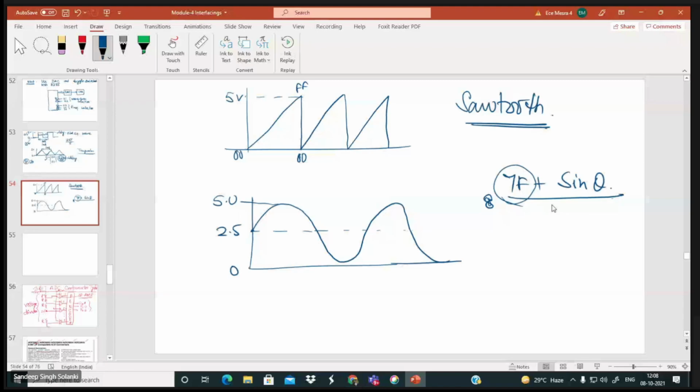Sir, why 7F exactly? Because it is at the half point. Because your center is here, 0 is here. Okay. When sine theta is 0, where should you be? When it is 0 degree, where should you be? Here? 2.5. Yes, sir, 2.5. Okay. So can you do that? Yes, sir, we'll try. Please try.